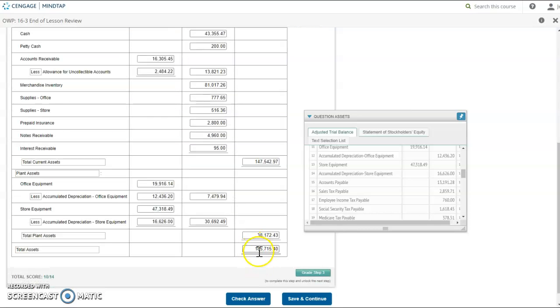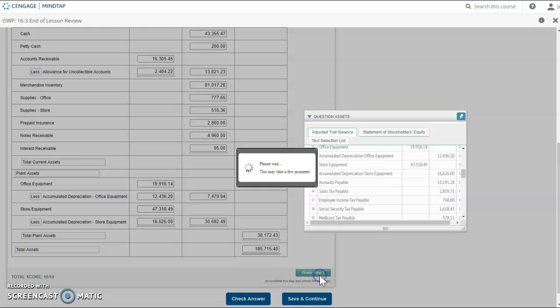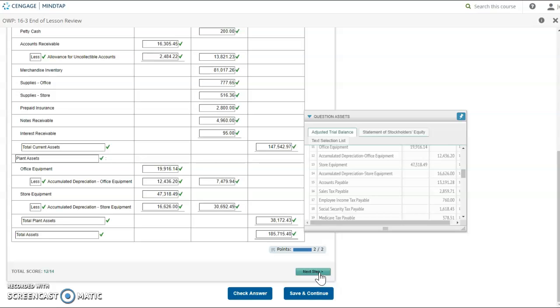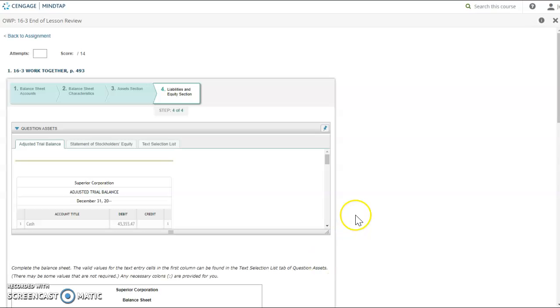Now, what I don't really like about this is we do need to grade step 3 before we can go on, and there's no real way of checking this number. If we were able to complete our whole balance sheet, we would be able to check to make sure that our total assets equals our total liabilities plus owner's equity. In this case, we can't. So you might want to check your math just to make sure that you are good. You're going to grade step 3. And then you're going to go on to our liabilities and our equity section.